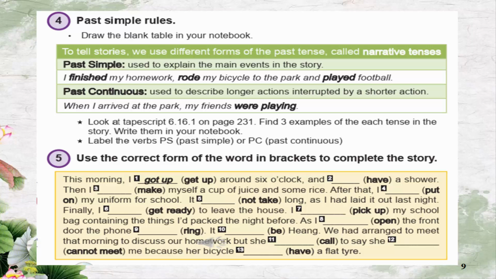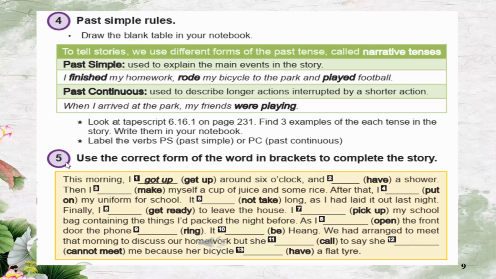In part 4, it is the explanation. When there are two tenses together, the first tense is past simple and the second tense is past continuous. So when you want to tell the stories, we use different forms of the past tense. It is called narrative tenses. So we use past simple to explain the main events in the story, and the past continuous to describe longer actions interrupted by a shorter action. Means something was happening and then another action interrupted.